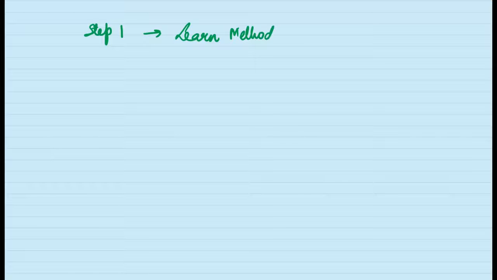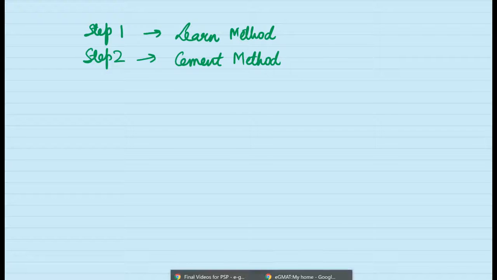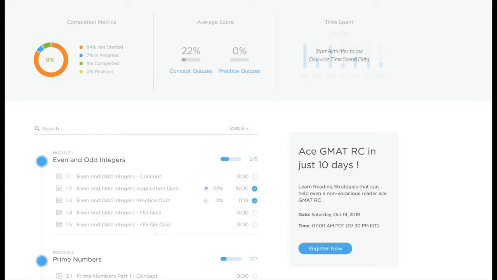to solve number properties questions. Step 2 is to cement this method utilizing questions in Scholaranium. Now how do you learn the method? In order to learn the method, you go through the concept file, the application files, and the practice files.